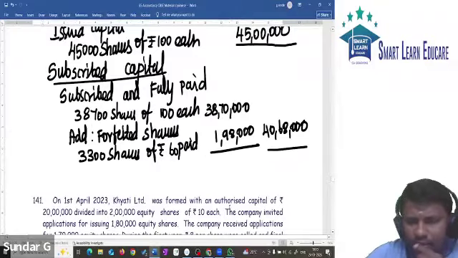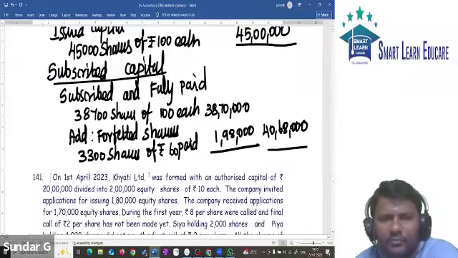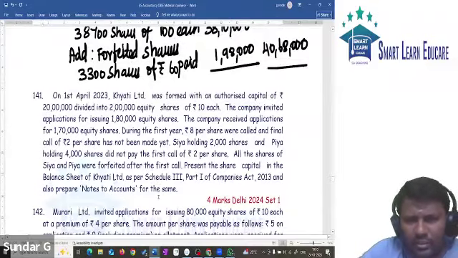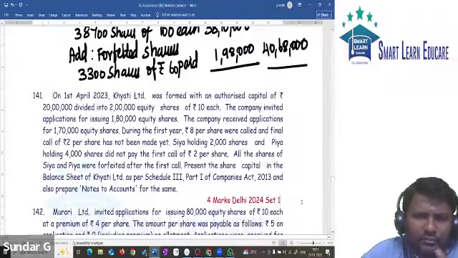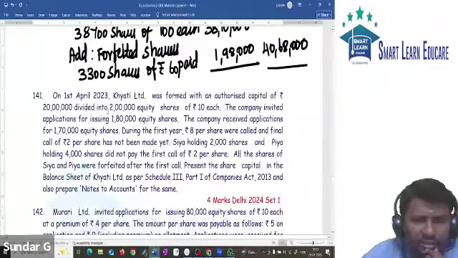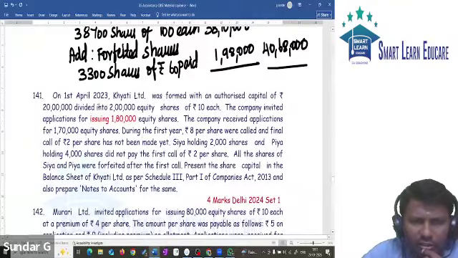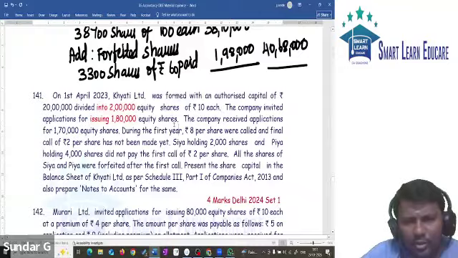OK, so that is about this particular question. This type of question is also repeated sometimes, so take one more similar question of the same type, with some numbers alone changed here and there. On 1st April, K Limited was formed with a capital of 20 lakhs divided into 2 lakh shares of rupees 10 each. The company invited applications for 1,80,000. The company's issued capital is 1,80,000, authorized is 2 lakh. Authorized capital is over, issued capital is over.